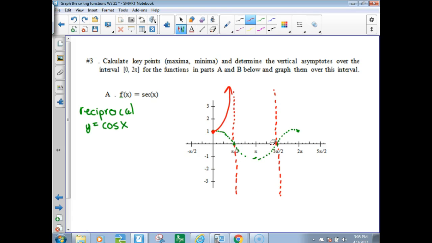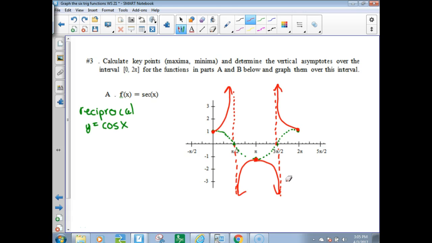Now this one, the little smiley down here, we're going to turn that smile upside down. Instead of starting there and going up, it's going to start there and go down, flop it over. And then in this piece, it went from 0 up to 1, and we're going to have to start at 1 and go up to infinity. That is your secant graph.